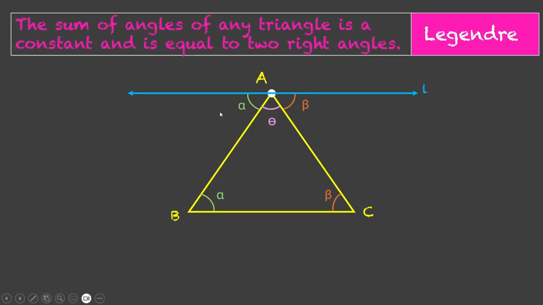Now, if you look over here, you have alpha, theta and beta. They are lying on a straight line and they're making a linear pair. So alpha plus beta plus theta, they're equal to 180 degrees. And these three angles are the angles of the triangle. So sum of all angles of a triangle is equal to 180 degrees, or in Euclid's language, 2 right angles.